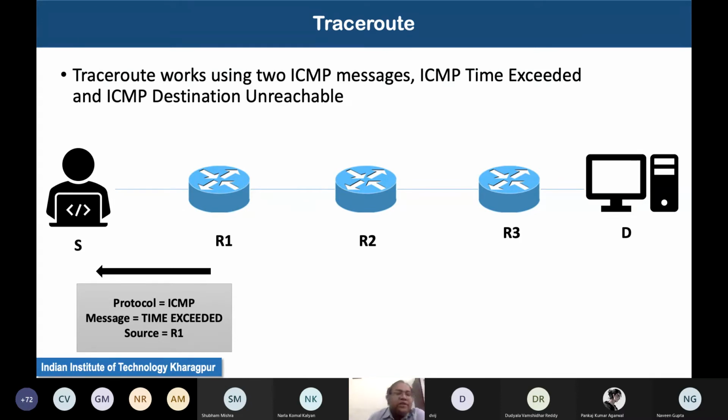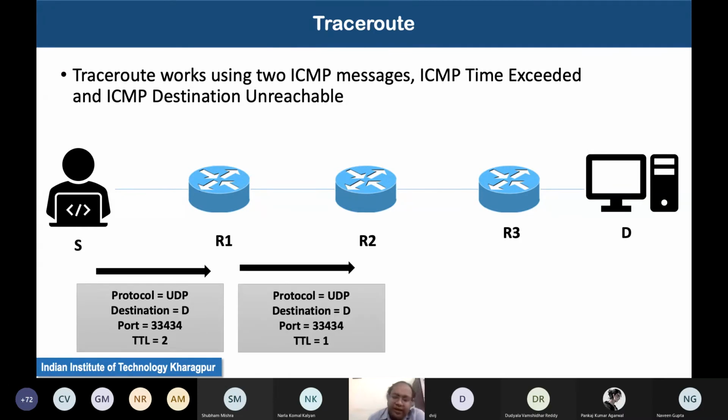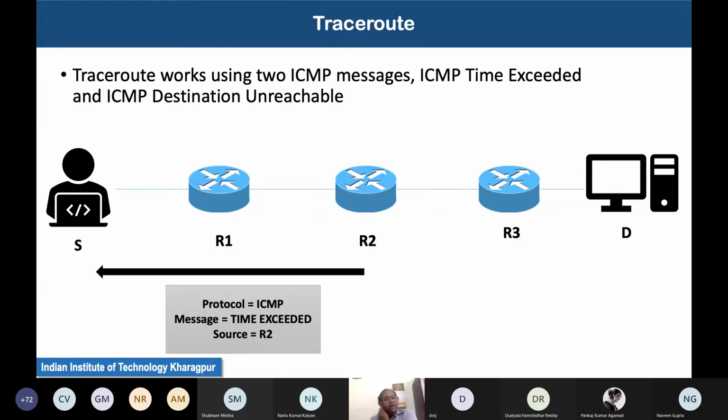The same way it keeps on working. Next it will send another UDP packet, but this time with TTL as 2. R1 will decrement the TTL and forward it, so it will reach R2. R2 will decrement it and find that the TTL becomes 0. So R2 will again send an ICMP time exceeded message with source at R2, and you know that R2 is your second hop.